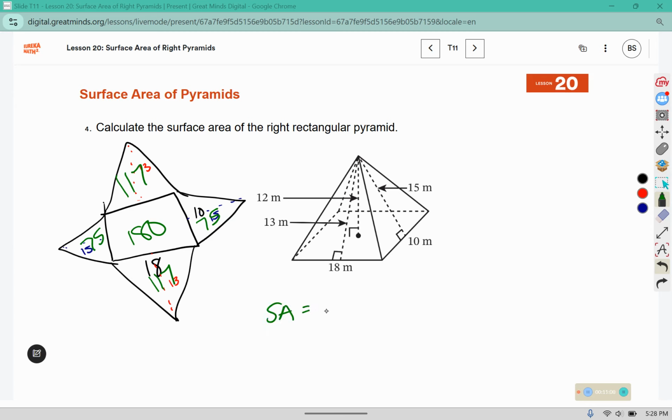So the surface area is 180 plus the two 75 triangles plus the two 117 triangles. And that gives us a surface area of 564 meters squared.